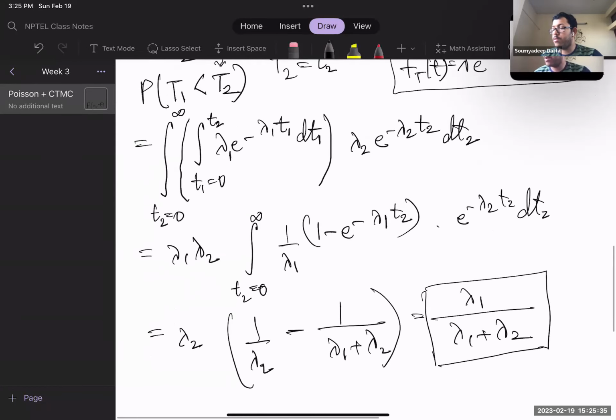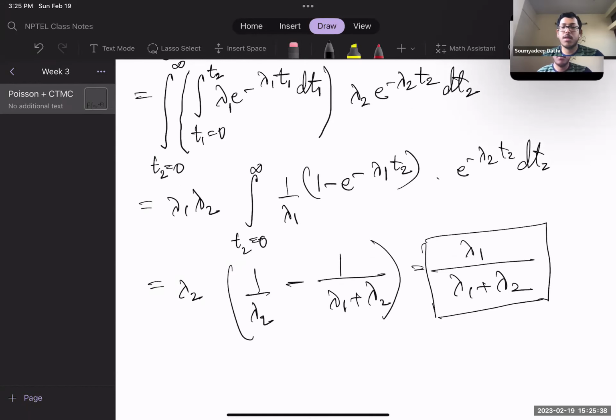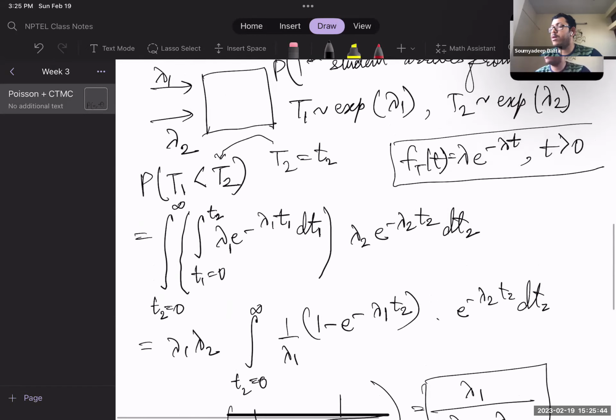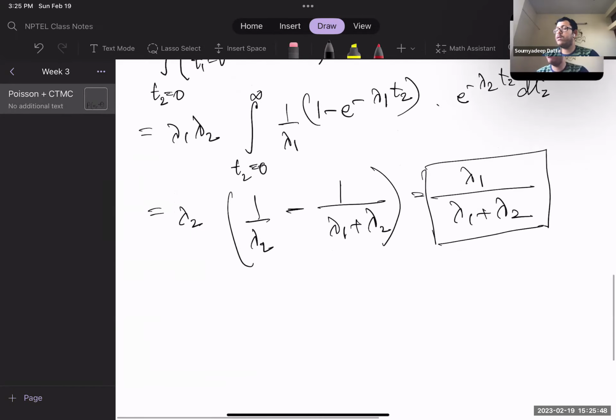I'll not spend more time on this computation, but you can do it and check. And it kind of makes intuitive sense because the higher the value of lambda 1, that is the higher the arrival rate, the more is the possibility that the first arrival is from the first section of the class. Does this make sense? Theoretically, if you take lambda 1 approaching infinity, this goes to 1, right? So these kind of computations should be easy to do. Is this okay?